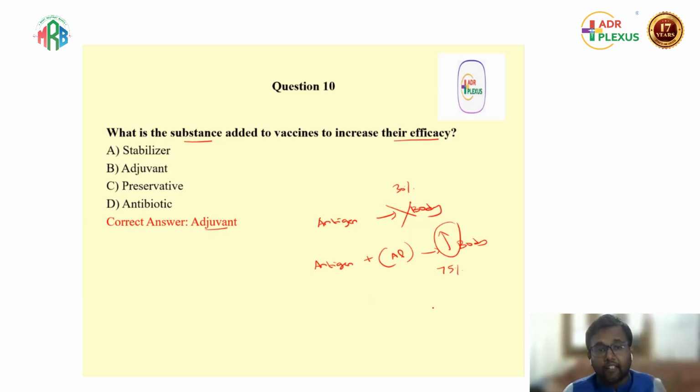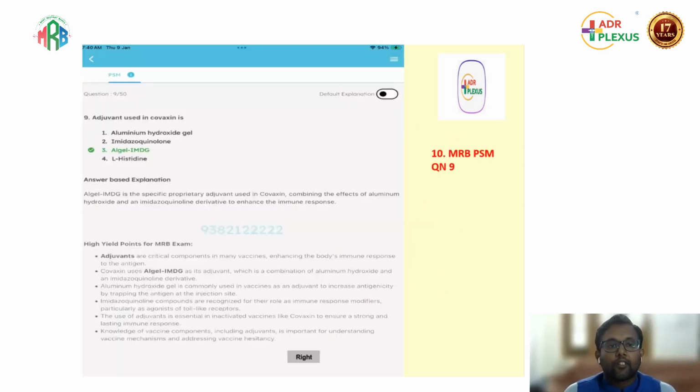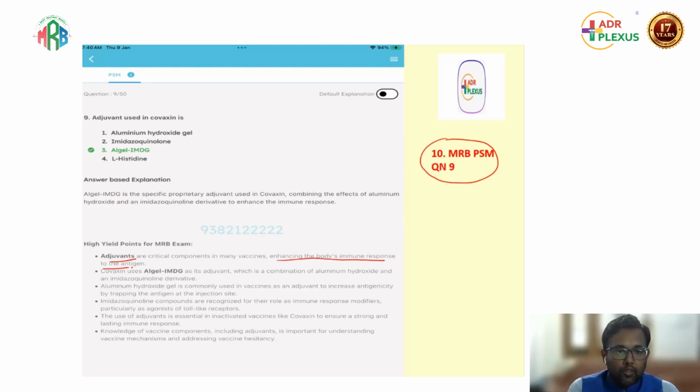Response can increase. By adding one substance in the vaccine, we can increase the response, like this adjuvant. It's called an adjuvant. This is clearly from our MRB, we had discussed this in the MRB PSM question 9. It was discussed in the answer-based explanation, high points. Both are adjuvants. They enhance the body's immune response to the vaccine.